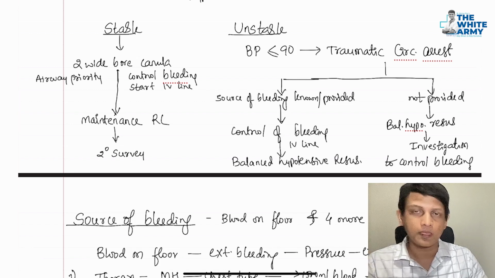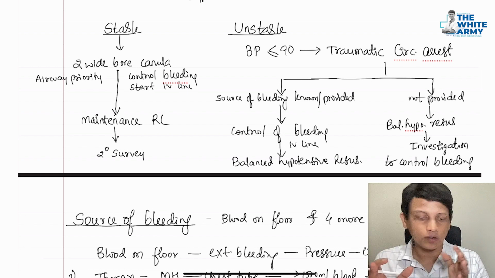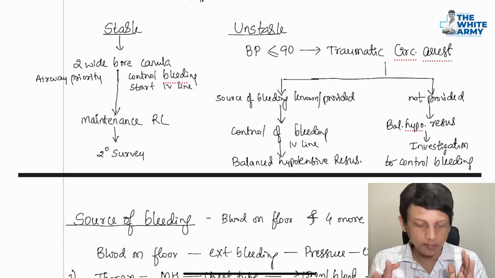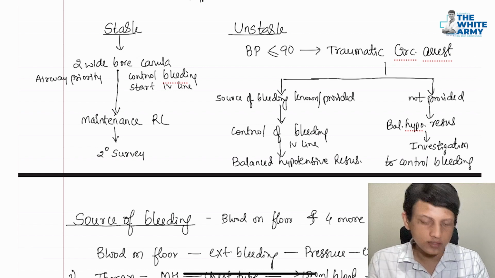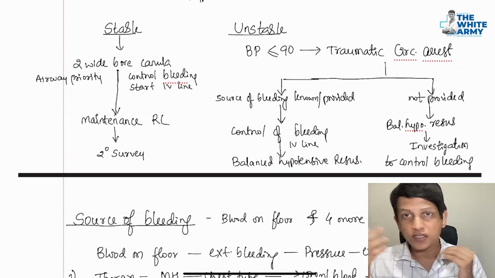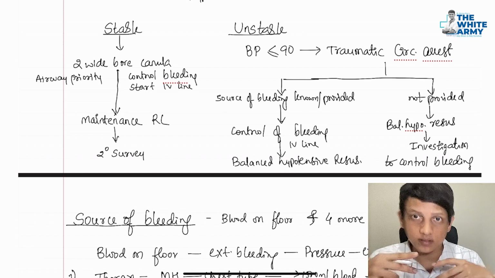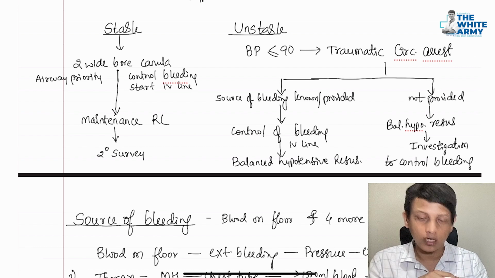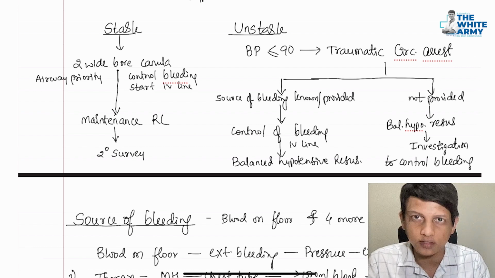Hope it's clear. A patient comes with hypotension. If the patient is stable, then you secure the two wide bore cannulas, then do the BHR. If the patient is unstable, then do the bleeding control first, then simultaneously secure the lines, cannulas, and do the balanced hypotensive resuscitation. That's the only difference.